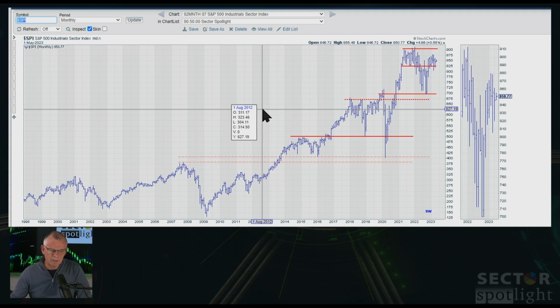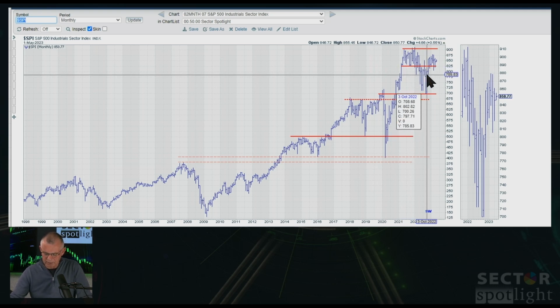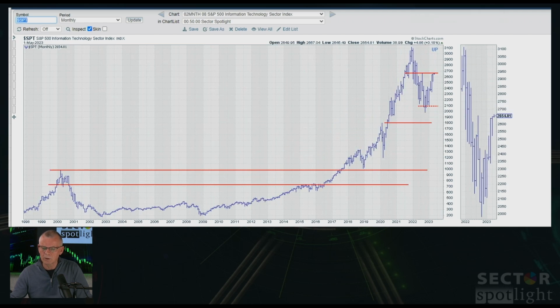Here is industrials. That's not going anywhere. That's just hovering around. No clear uptrend, no clear downtrend. So we're going to leave it at that. See if we can squeeze all of those in.